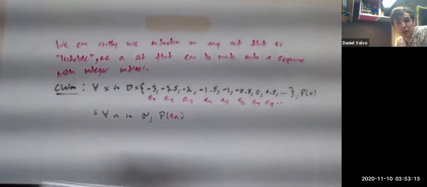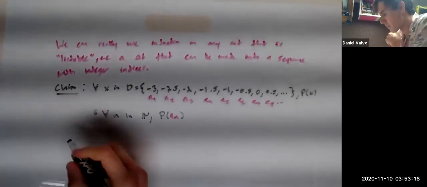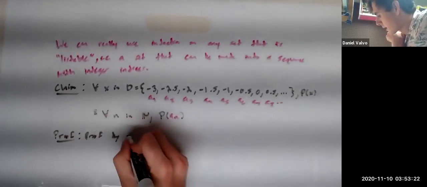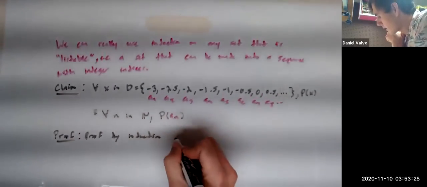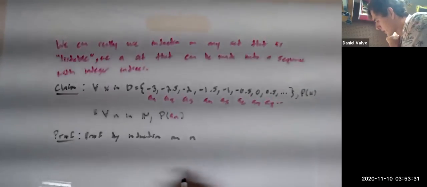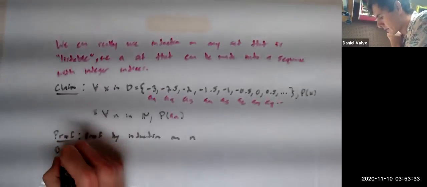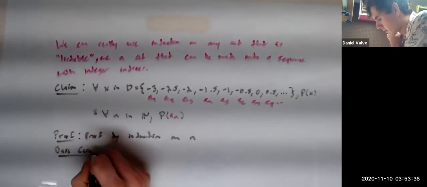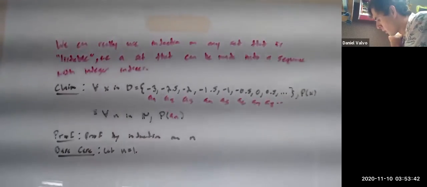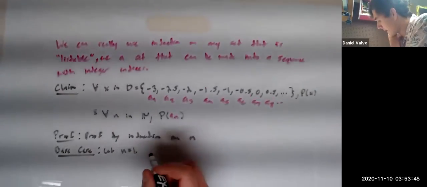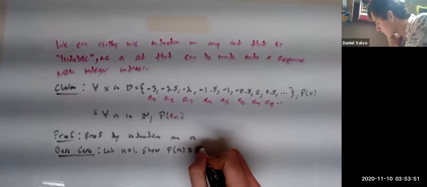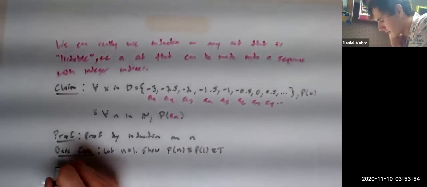And then after that, the proof goes the exact same way. We'd say proof by induction on N. Then we'd have a base case. And that is let N equal 1, because the first natural number is 1. And then here we want to show that P of N, which is P of 1, is true.